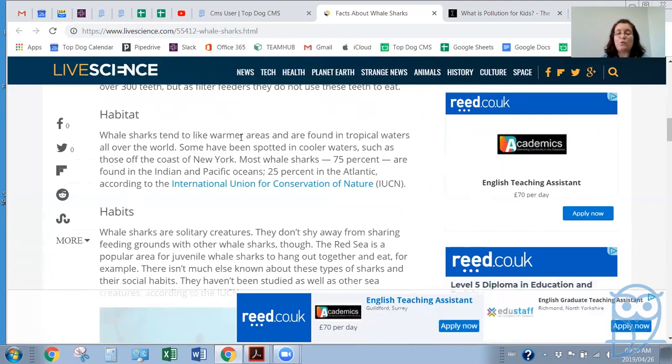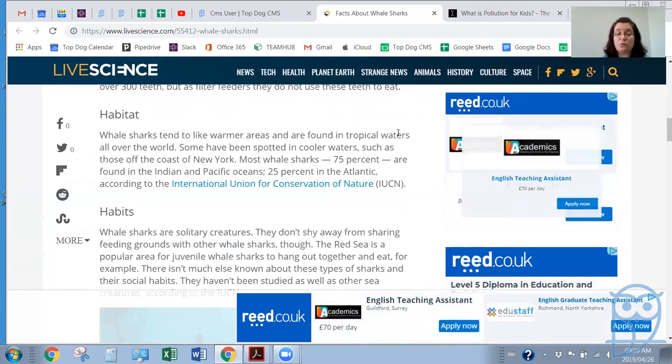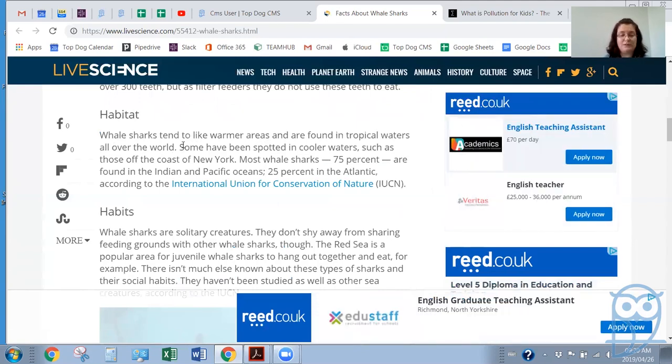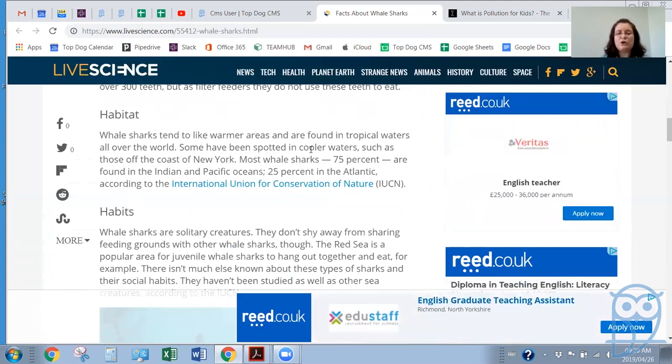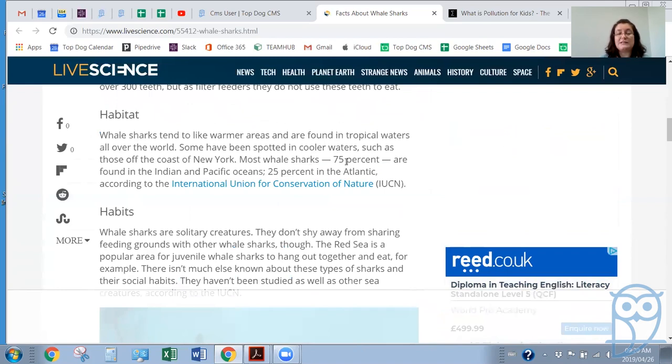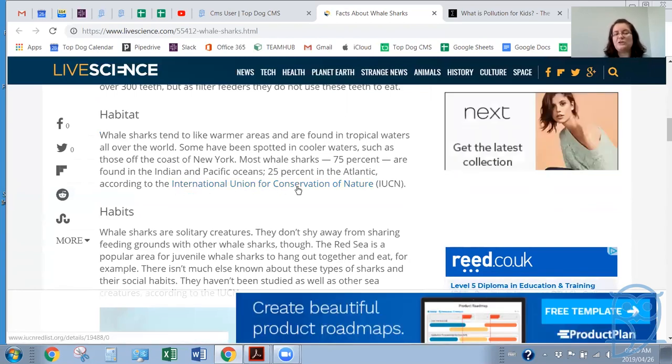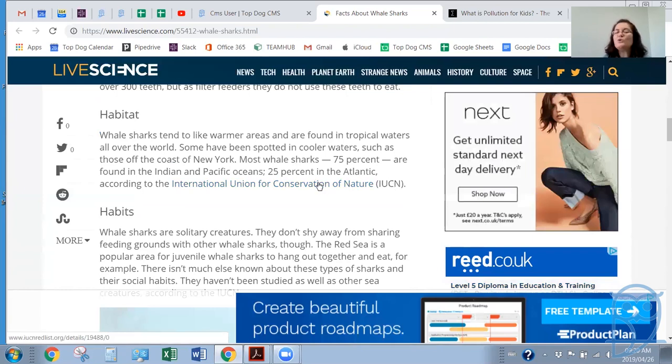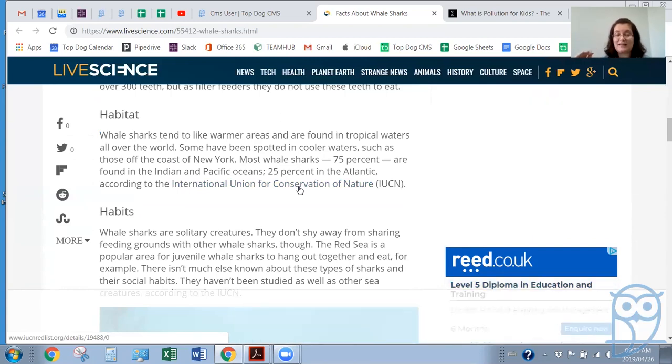Whale sharks tend to like warmer areas and are found in tropical waters all over the world. Some have been spotted in cooler waters, such as those off the coast of New York. Most whale sharks, 75%, are found in the Indian and Pacific Oceans, the warmer oceans. 25% in the Atlantic, which is a colder ocean, according to the International Union for Conservation of Nature. You won't have this kind of information at your fingertips. Use what you know. Okay? Use what you know and write about it in full and correct sentences.